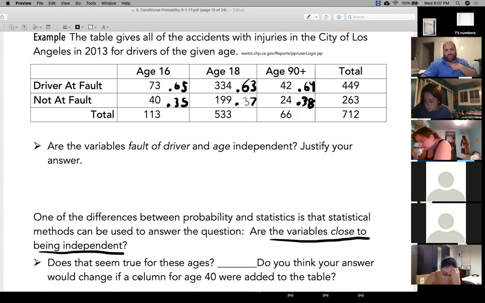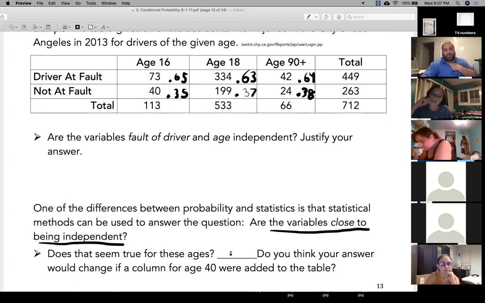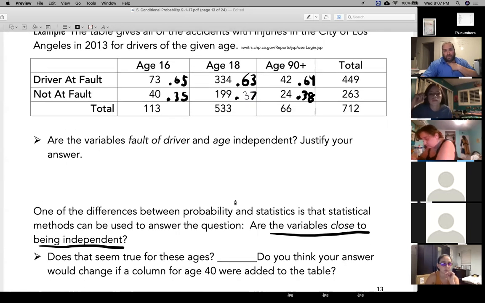Now, do you think your answer would change if a column for age 40 were added to the table? Maybe. Well, what do you think? If someone was age 40, do you think roughly 65% of them would be at fault for accidents? Well, if all the other ones are so close, then probably. Yeah, but remember, people who are young and people who are old are going to be more at fault for two different reasons: inexperience and being old. Low reflexes. Right.